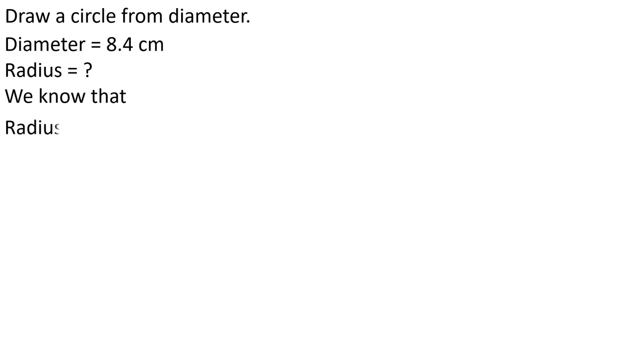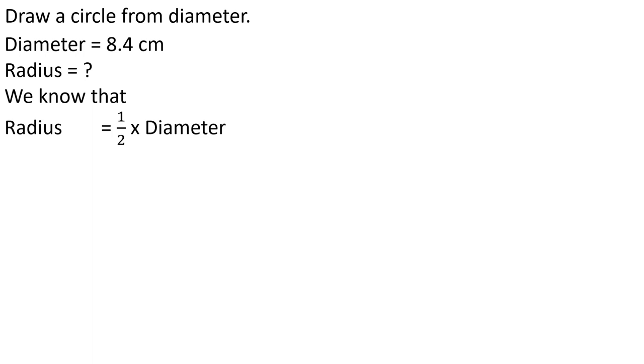Let us solve one more question. Draw a circle of diameter 8.4 cm. That means diameter is equal to 8.4 cm and radius is equal to question mark. First, we need to convert diameter to radius, and then we will draw a circle from the radius. We know that radius is equal to 1 upon 2 multiplied by diameter.